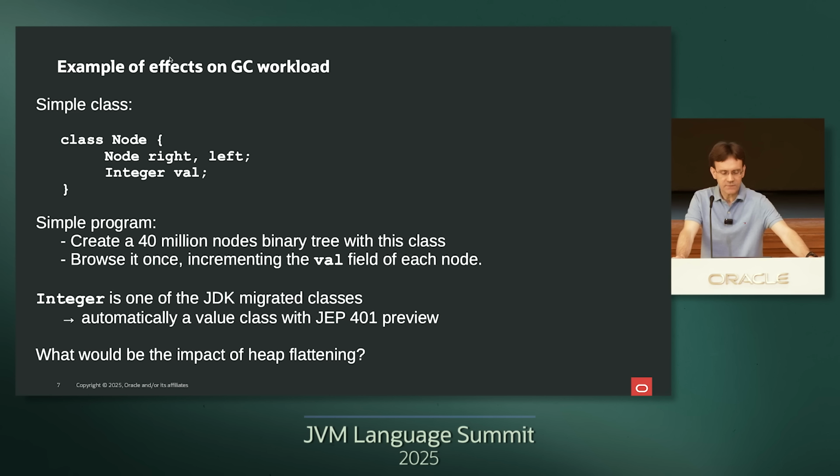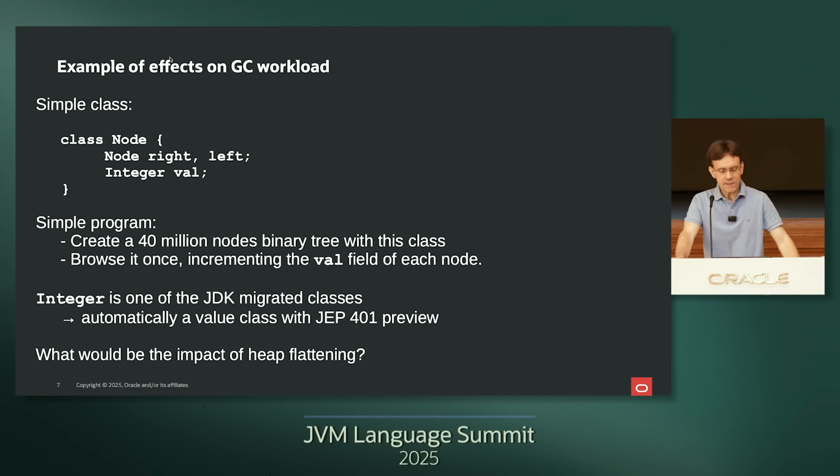So let's see what the effects are on an example. Here is a class Node, which might look weird because you have an Integer val, and why not use the int type for this field? Just think about what the class could be: a generic class Node of T, and we have generic specialization with T equals Integer. And if you apply generic specialization, we'll end up with something very similar to this one. The simple program creates a binary tree of 40 million nodes of this class and bumps it once, incrementing the val field for each node.